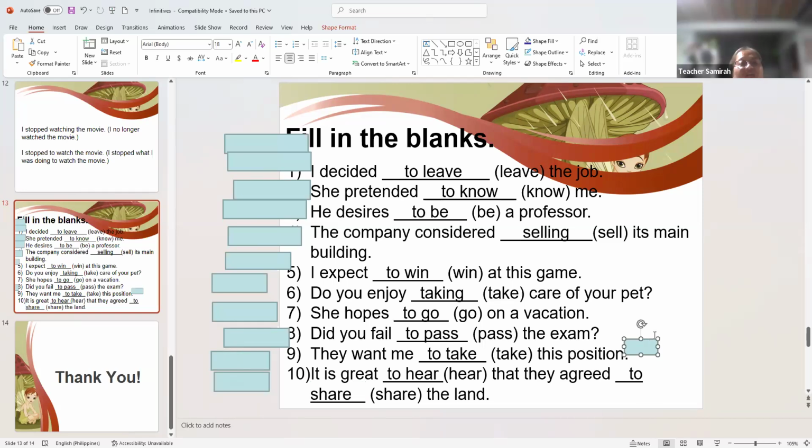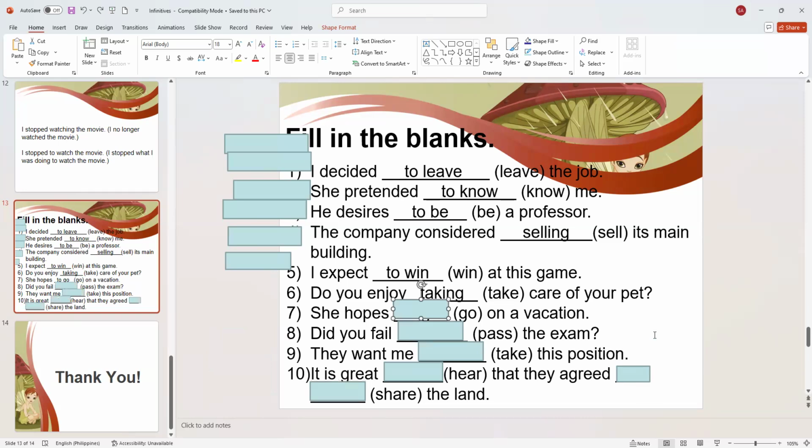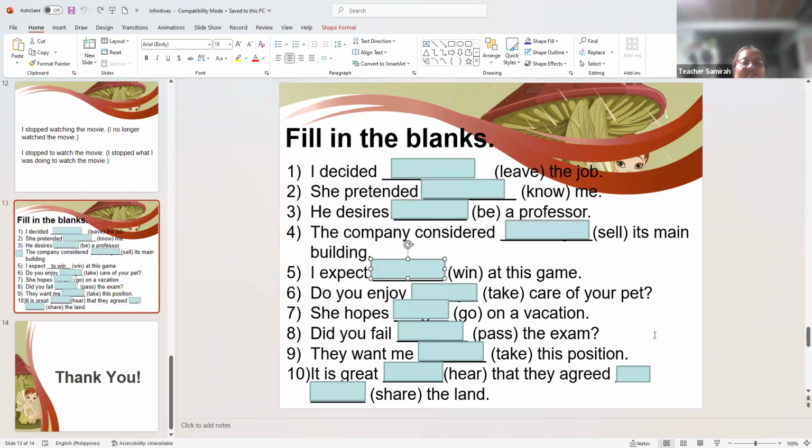So who got 11 over 11? Nobody? 10 over 11? Alfonso, 9 over 11. Tristan, 8. 7? Shitya, very good, 7. Nobody? 6? 5? Nobody.